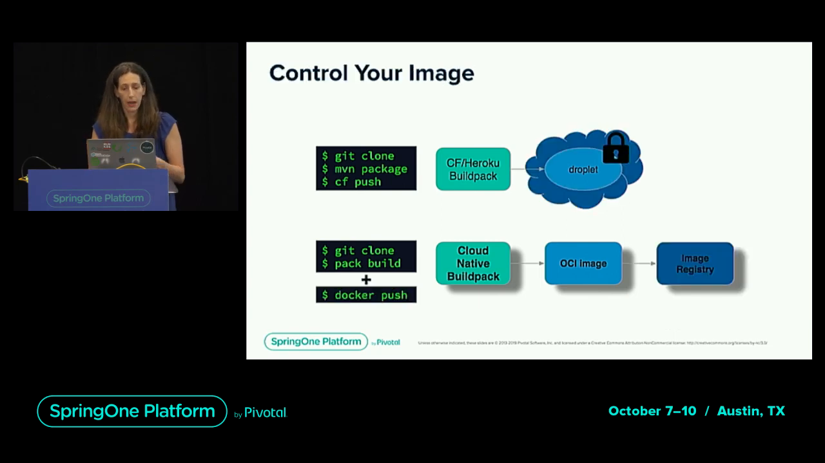Another difference is that with cloud native build packs, we have a little bit more control over our image, right? So when you do a CF push, your droplet is kind of locked into the cloud. Whereas with a cloud native build pack, that OCI image is output for you, and then you have a choice of where to store it, what Docker registry to store it in, and how to promote it across environments.